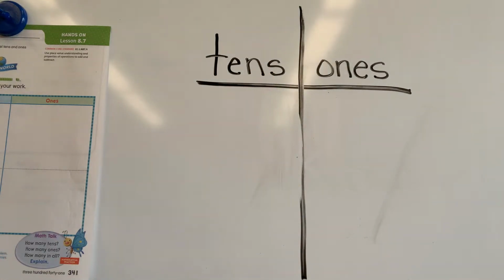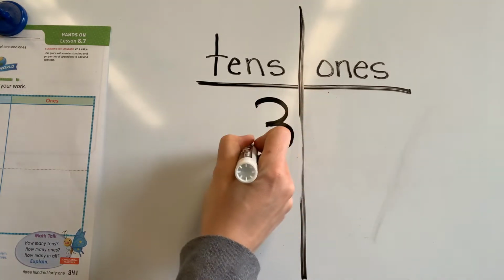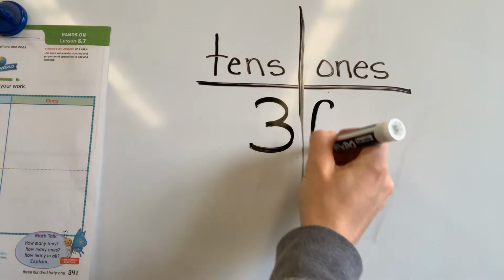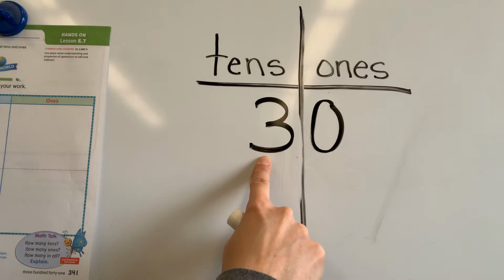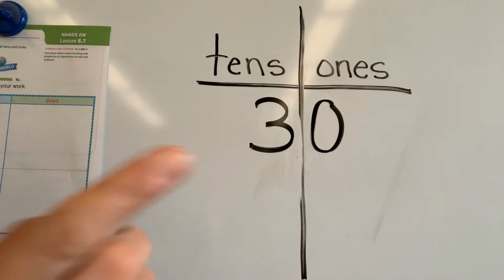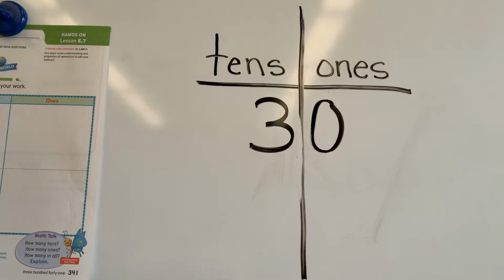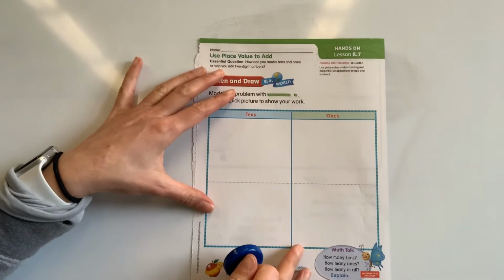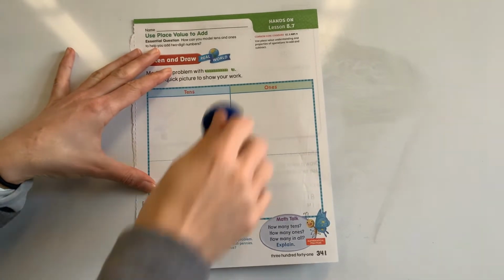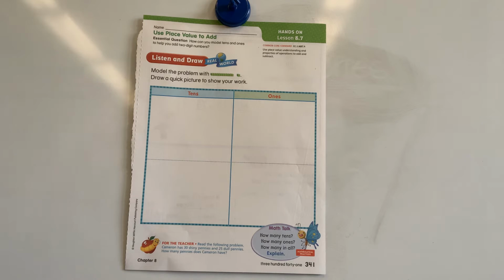Let's try one more. Write a number with 3 tens. My number's 30. Does 30 have 3 tens? Yes. Does your number have 3 tens? What's your number? Very good. You can go ahead and erase your board, friends. Excellent. All right, let's get your paper out.